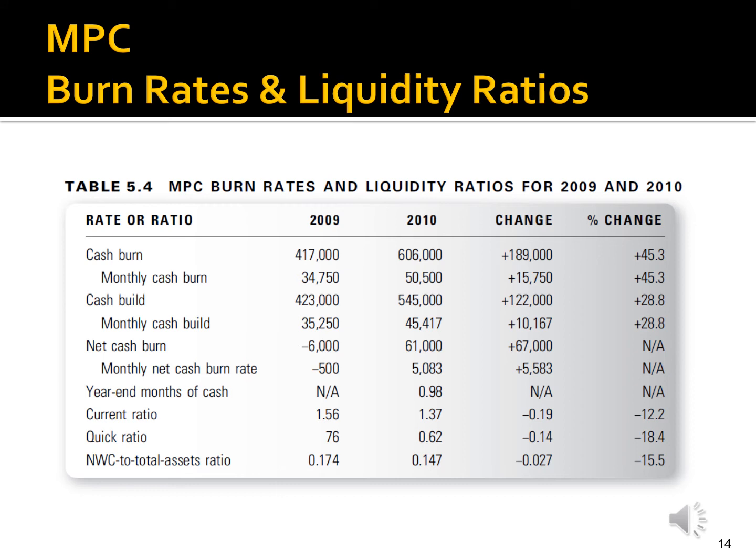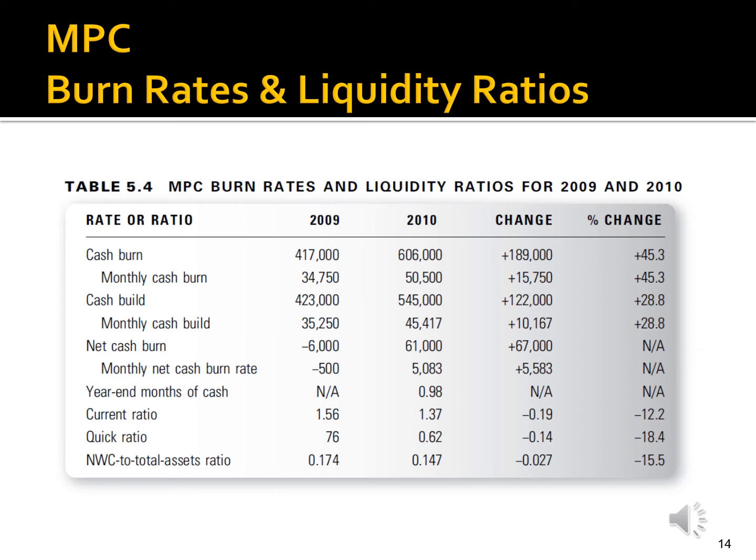Okay, let's have a summary of the measures that we have discussed previously. We have discussed cash burn, cash build, and net cash burn, and the liquidity ratios, which are measured by the current ratio, quick ratio, and net working capital to total asset ratio, or net working capital ratio.